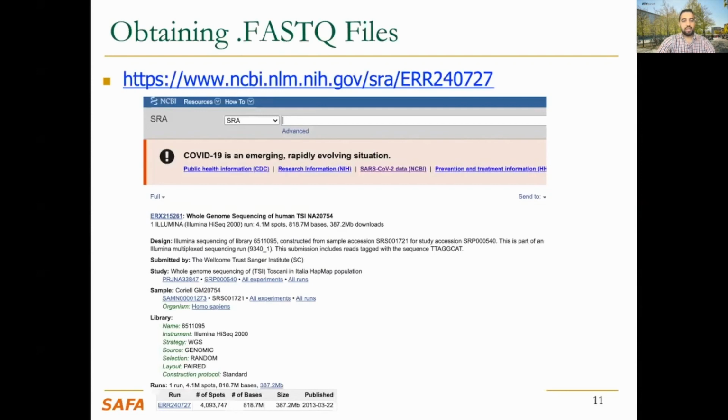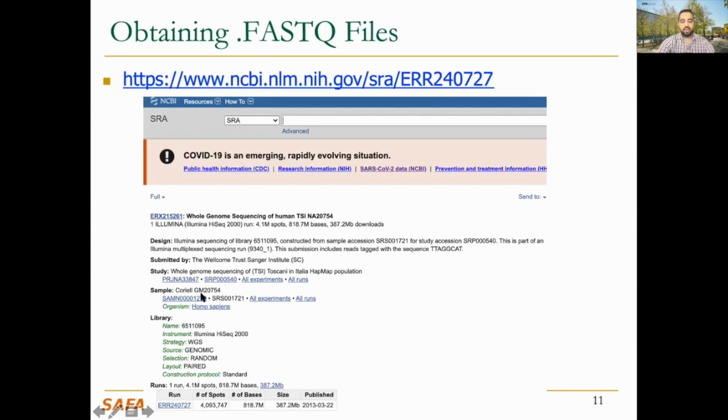Now, where to get the sequencing data? You have 3 options. Either you simulate it. There are a lot of simulators or simulation tools that are software. You can download it, run it, and you get reads. Or you can get it from publicly available databases, such as SRA from NCBI or NIH. This is a well-known database for sequencing data. You can access this link, for example.